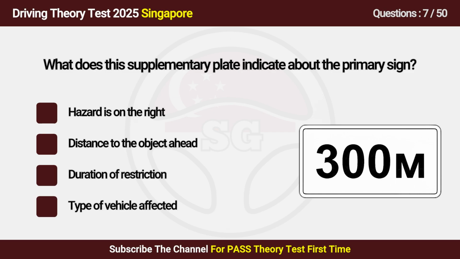Question 7. What does this supplementary plate indicate about the primary sign? A. Hazard is on the right. B. Distance to the object ahead. C. Duration of restriction. D. Type of vehicle affected.